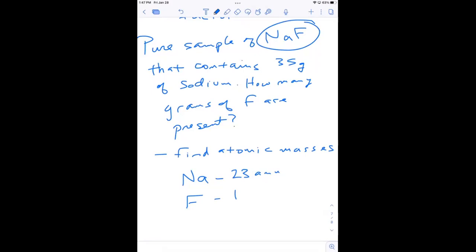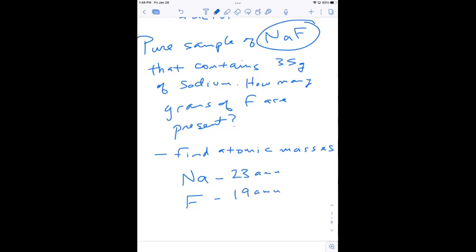9 is the atomic number. It's the number of electrons and protons. 19 is the actual atomic mass. Okay, so 19 AMU. We'll talk about the units later.